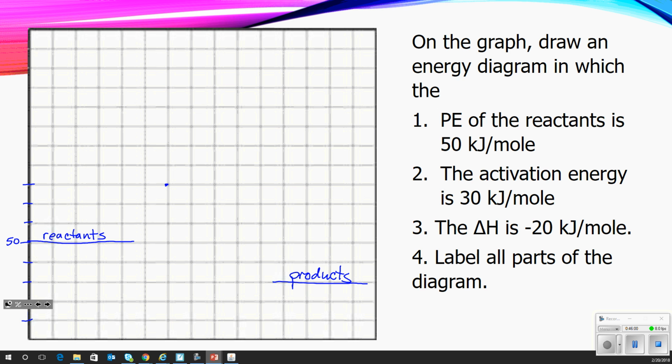Label all parts of the diagram. So now all I do is I just come up, hit that point, and come down to the products. And then I can go and label everything that we've already labeled. So you need to be able to draw a graph like this and be able to write what's going on in here. So I can then say, okay, from here to here is my E of A. This is my activated complex.